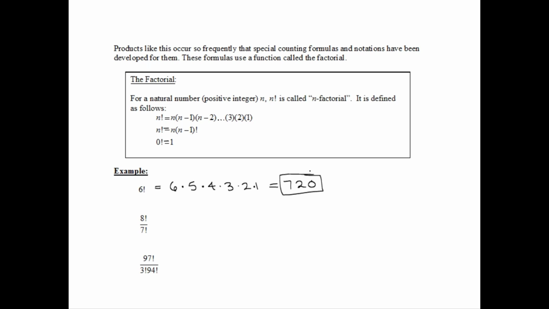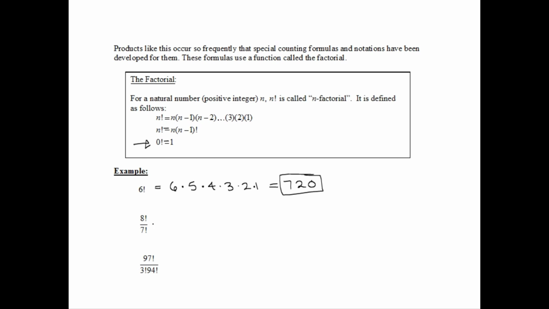Okay, so 0 factorial. Of course, we can't have 0 in a string of numbers like this. It would make the whole string 0, and it probably wouldn't be very useful. It turns out to make formulas work, it has been best to define 0 factorial as 1. So 0 factorial does not follow the same pattern as the others, but it has been defined to be 1.